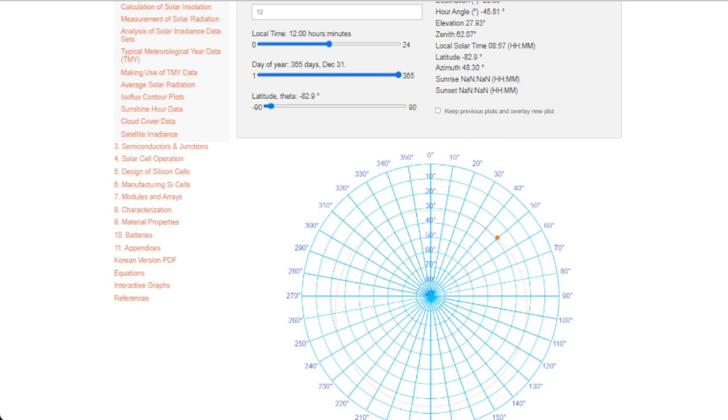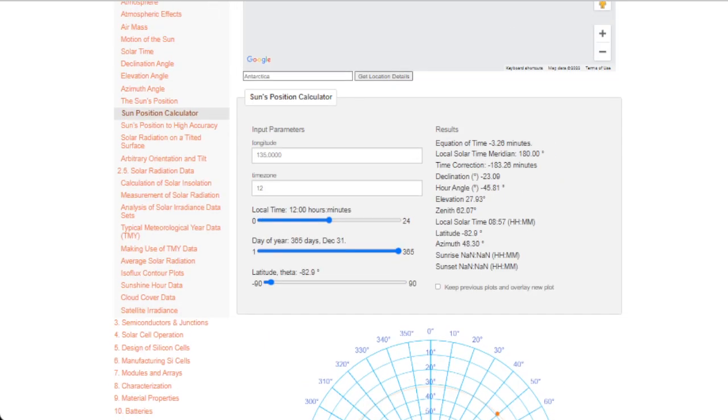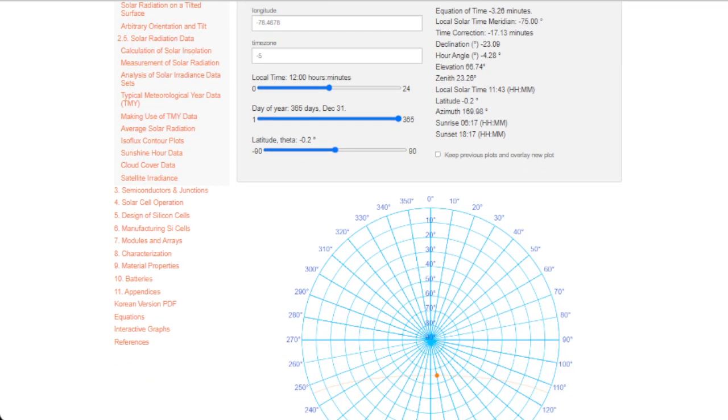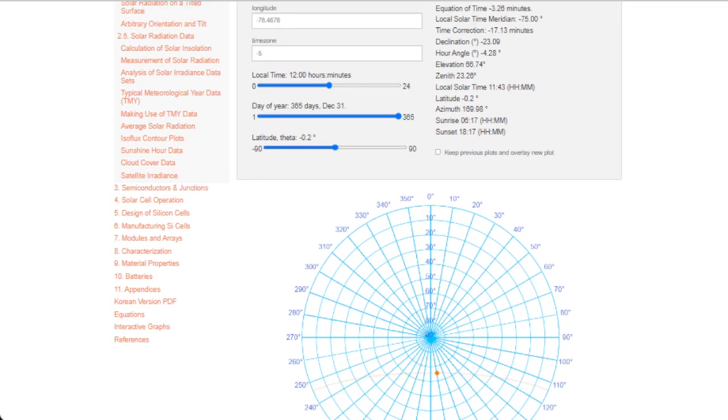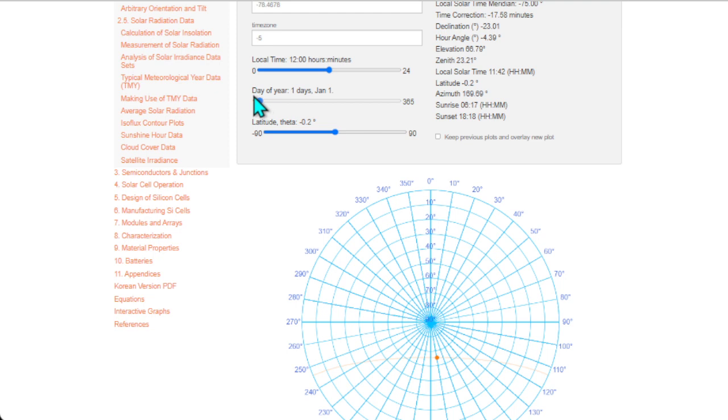Now, let's do the equator. We can do Quito, Ecuador. So you wouldn't expect, if you're thinking about this, a lot of change. Now, we know that the sun moves between the tropics, right? So on January 1st is here.